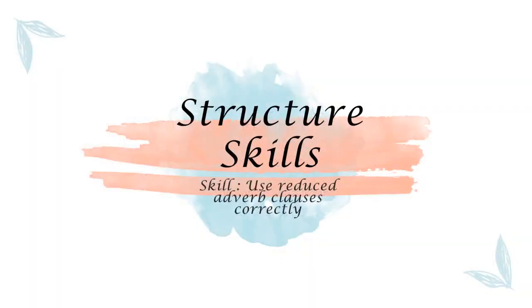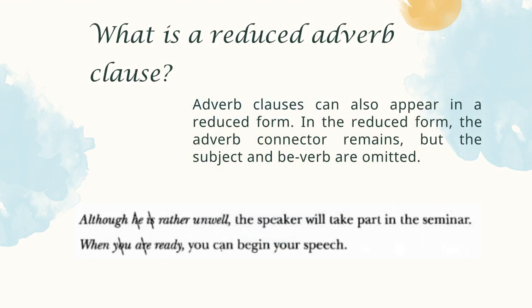Structure skills. Use reduced adverb clauses correctly. What is a reduced adverb clause? Adverb clauses can also appear in a reduced form. In the reduced form, the adverb connector remains, but the subject and be verb are omitted. If there is no be verb in the adverb clause, it is still possible to have a reduced form.